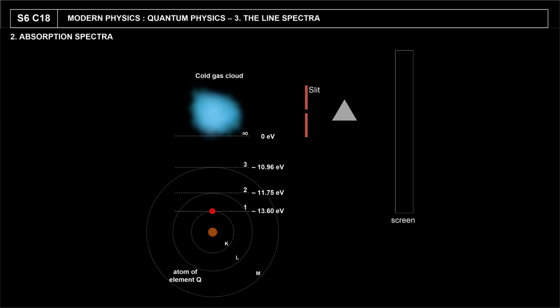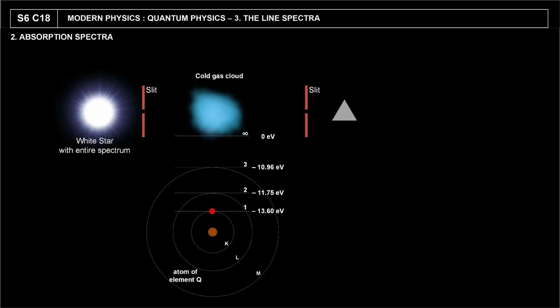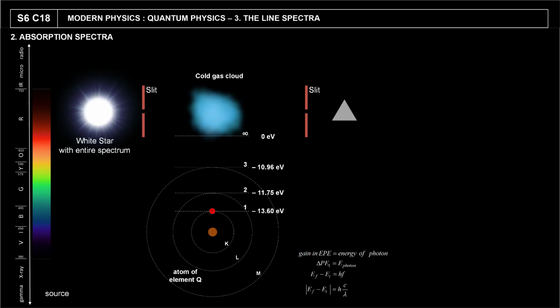Let's change that. To this setup, in a direct line of sight to the prism, we introduce the white star, which contains every wavelength in the EM spectrum. It is obviously perceived white because it emits the entire visible spectrum as well.